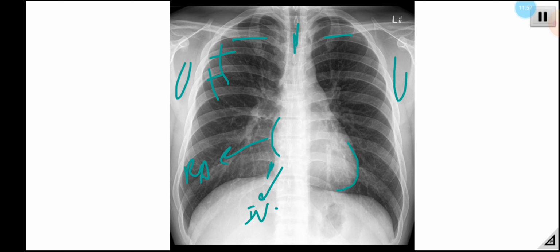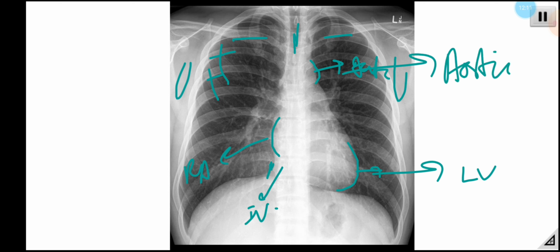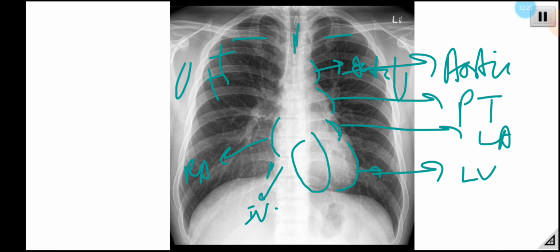Now, if you look over here, this is your left ventricle. Above over there, this is the aortic knuckle. So a curve over here, and you can see a second curve downwards, that's the pulmonary trunk, pulmonary arteries, and this one is the left atrium. And this is the RV, right ventricle. This is how you're going to get to know what is there in your X-rays: right atrium, right ventricle, left atrium, left ventricle.